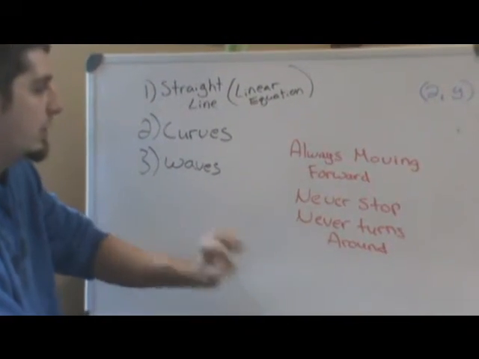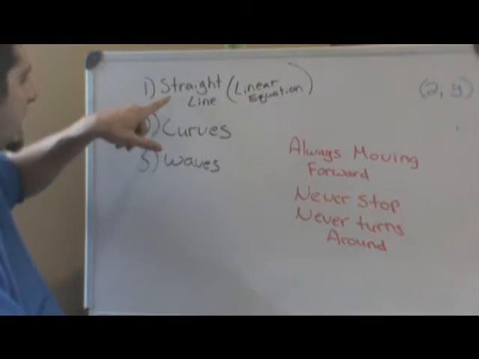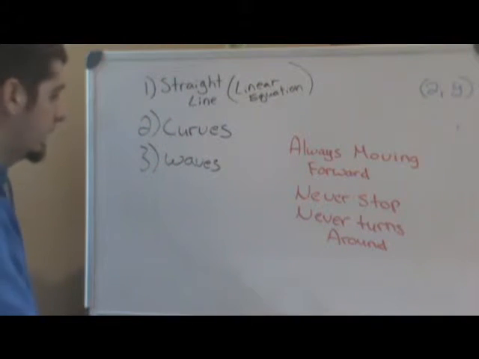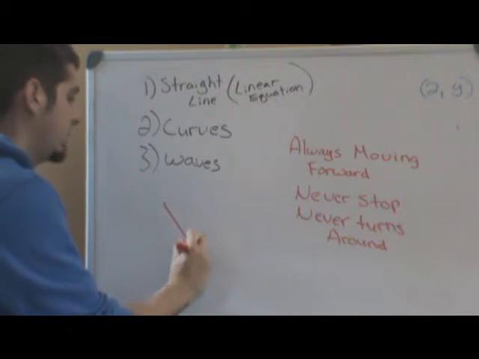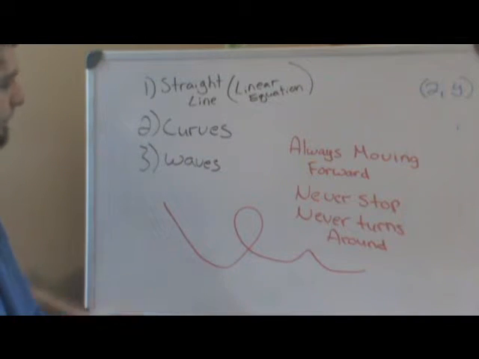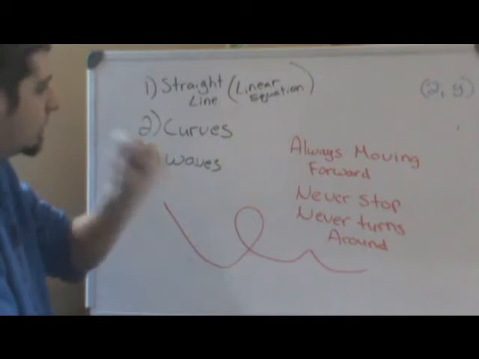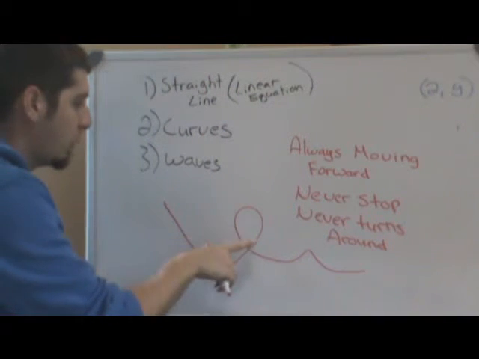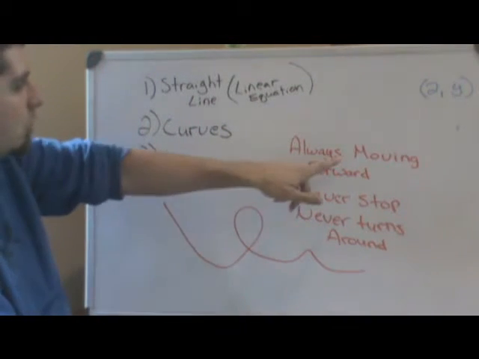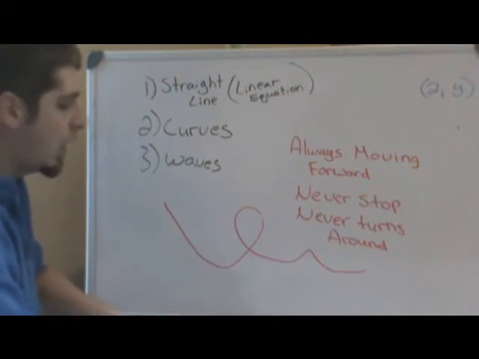That's how you can tell just by looking at the graph that this is a function. The other way you can tell is if you're looking at it and you see that it's a straight line, a curve, or a wave. Okay? If you see this, okay, that is not a function. It's turning around right here, and then it starts going forward again. It was moving forward, then it started moving backwards and turning around. So that makes it not a function because it needs to always be moving forward. You can never turn backwards, you can never turn around. You can never stop.